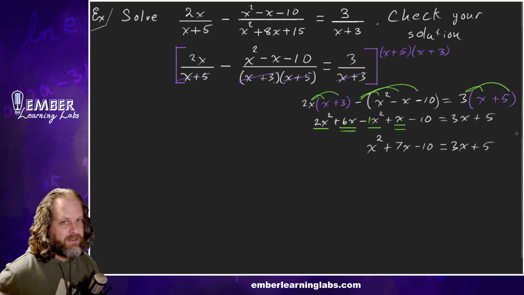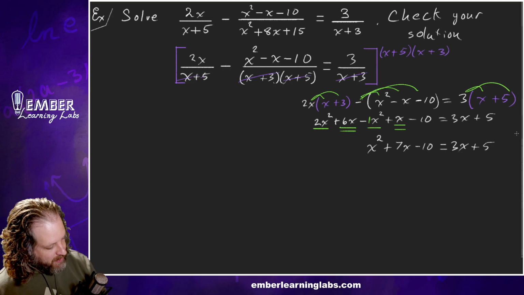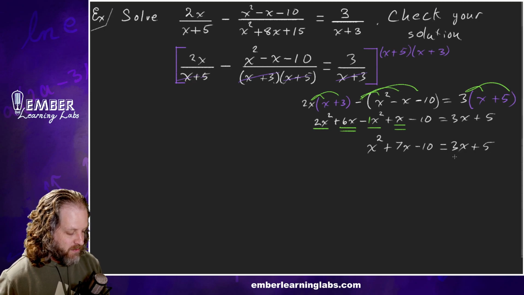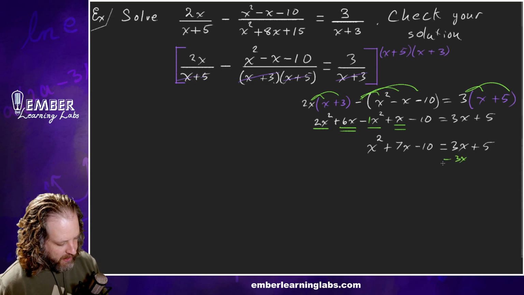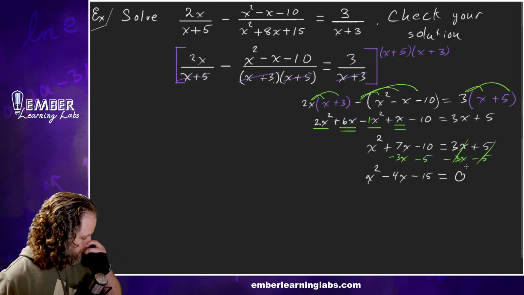Well, hopefully it factors. So either we're going to factor it or we're going to use the quadratic formula, probably, right? And so either way, we need all of this on this side and 0 over there. So we're going to subtract 3x from both sides, and we're going to subtract 5 from both sides. Cancels over here. So we end up with x squared minus 4x minus 15 equals 0.